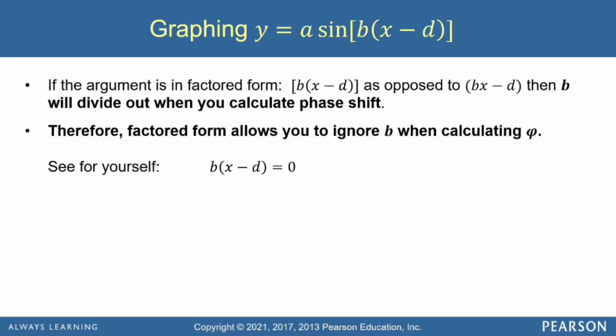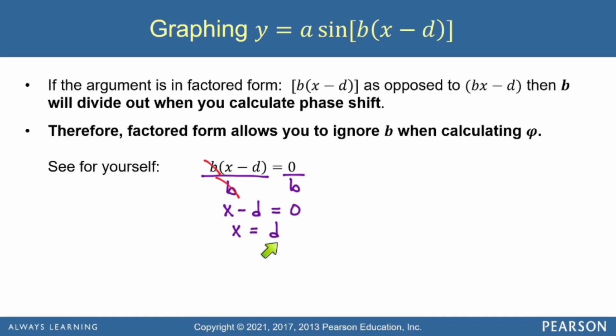Let's see for ourselves. So suppose we were asked to graph a function that looked like this, and we're ready to calculate phase shift. So we would take what's in the brackets and set it equal to 0 like you see here. And the very first thing you would do to try to isolate the x is divide both sides by whatever number is in the b position. So if we divide both sides by b, it cancels out from the left side, but the right side will be 0 divided by that b number, which is still just going to be 0. So that leaves us with x minus d equals 0.